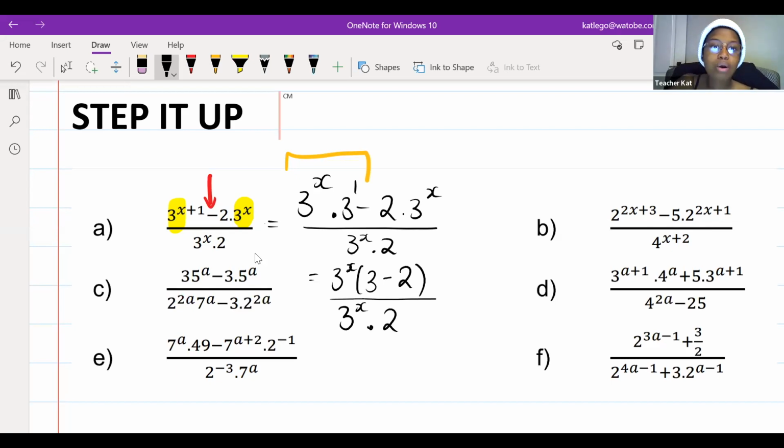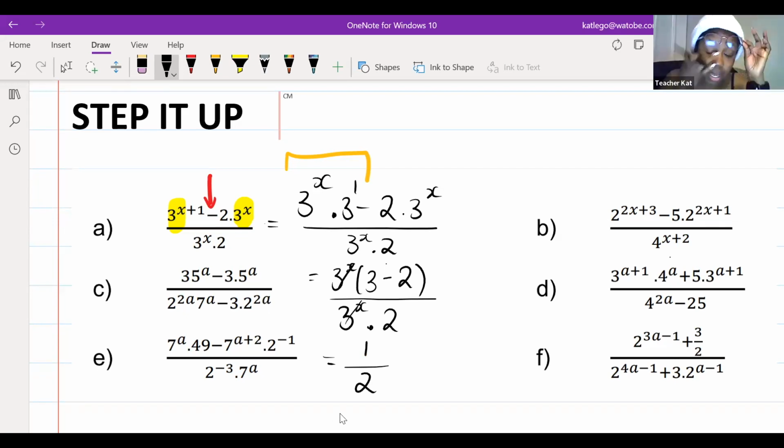And now we can divide them. What's 3 to the power of x divided by 3 to the power of x? What's going to happen to those? What's going to happen to them, guys? 3 to the power of x over 3 to the power of x. Yes, they're going to cancel each other out. Okay, equals. And then 3 minus 2. What's 3 minus 2? Yes, we're getting this, guys. So what's going to be left in the numerator is a 1 over the 2 that was left in the denominator.